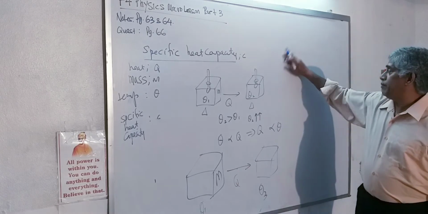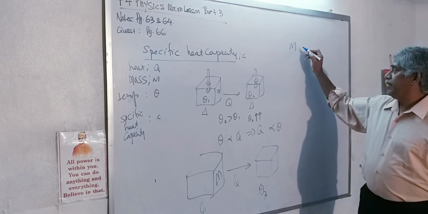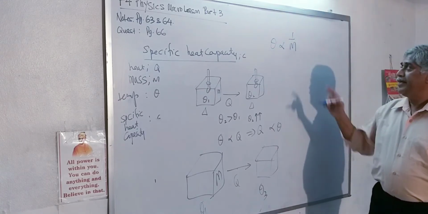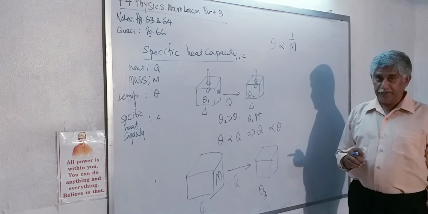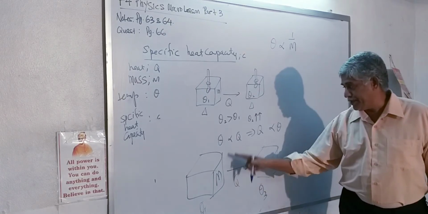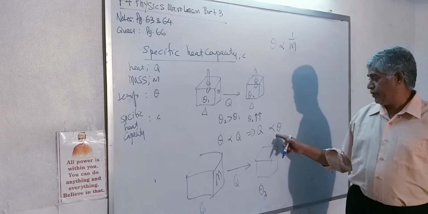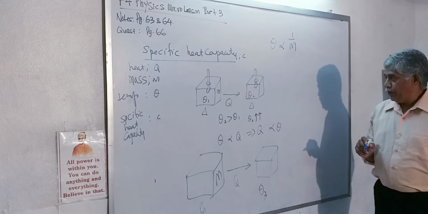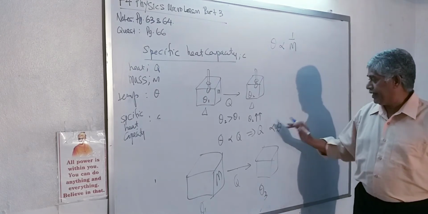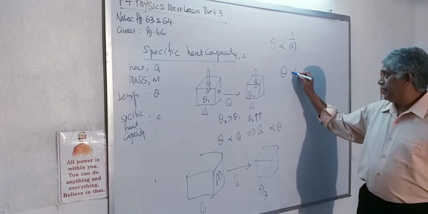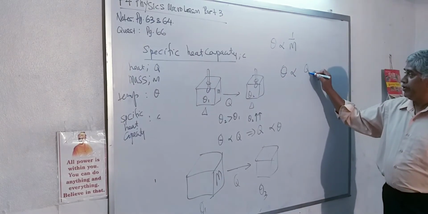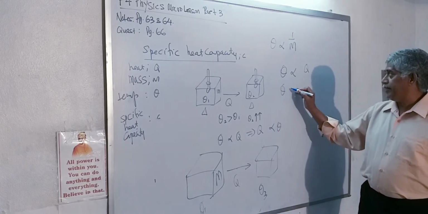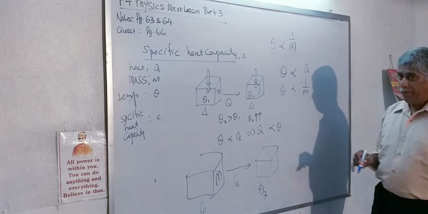If you are using more mass, the temperature rise is going to be less. That means the temperature rise is inversely proportional to the mass. Here the temperature rise is directly proportional to Q. So we have a relationship that the temperature rise is directly proportional to the amount of heat that you are supplying, and the temperature rise also is inversely proportional to the mass.